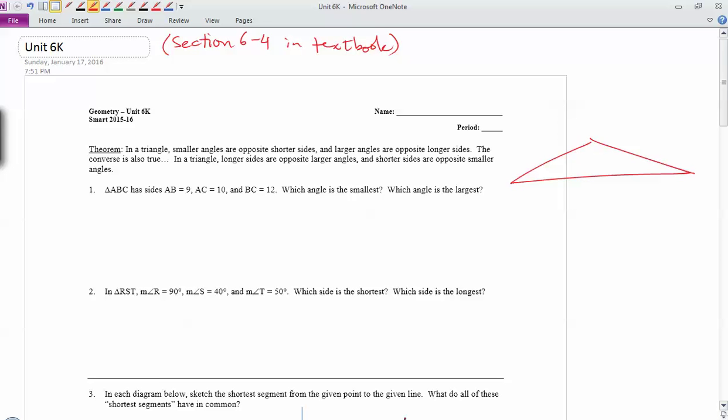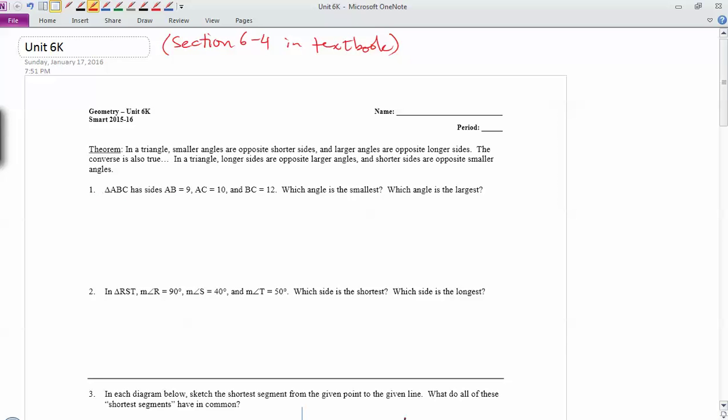let me draw an exaggerated one. If this is the biggest angle in the triangle, then it opens up to the biggest side in the triangle. And if you have a small angle, then it opens up to a smaller side in the triangle. So the bigger the angle in a triangle, the bigger the side that it opens up to. So let's look at number one.